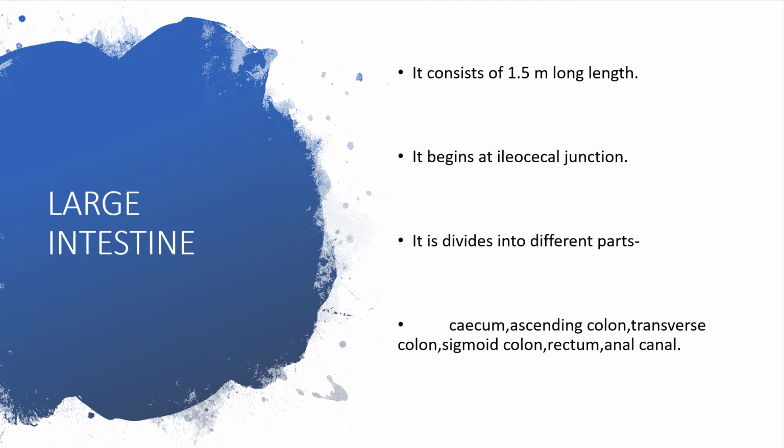Now large intestine, it consists of 1 to 1.5 meter long length. It begins at ileocecal junction. It is divided into different parts, which are cecum, ascending colon, transverse colon, sigmoid colon, rectum, and anal canal.